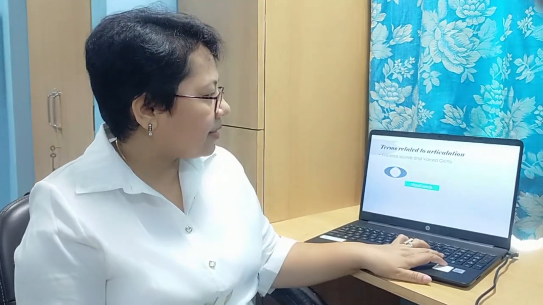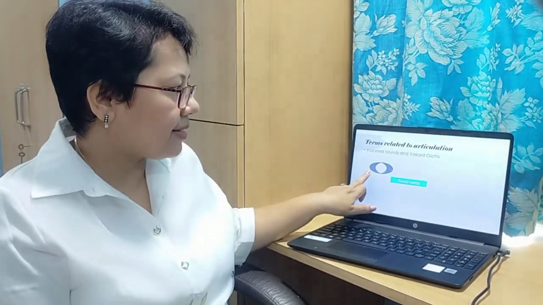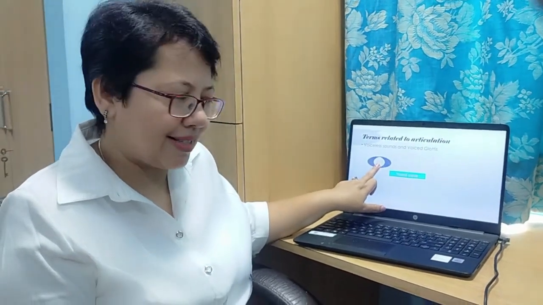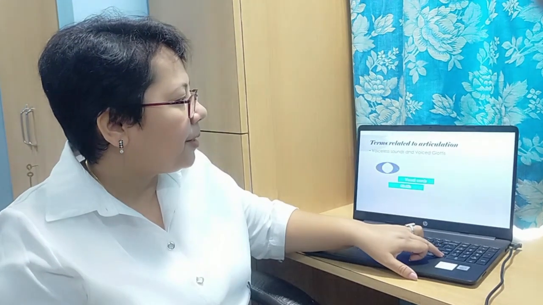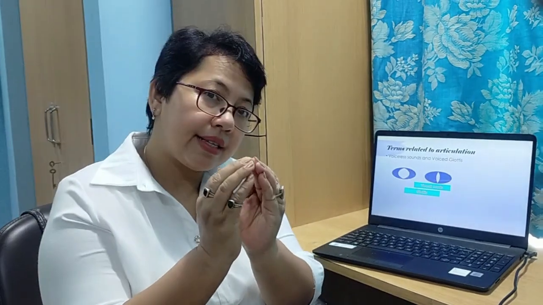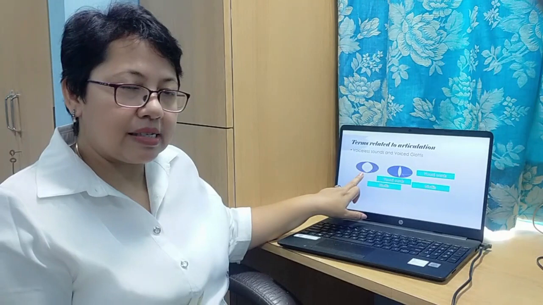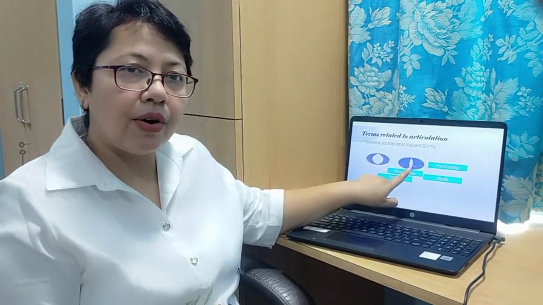And this is diagrammatically represented like this. These are the vocal cords, and the gap between the vocal cords is the glottis. When we have the vocal cords very near each other, the glottis is very small, and hence those sounds are known as voiced sounds. Here is the diagram for the voiceless sound, and this is the diagram for the voiced sounds.